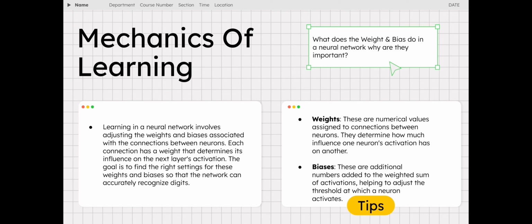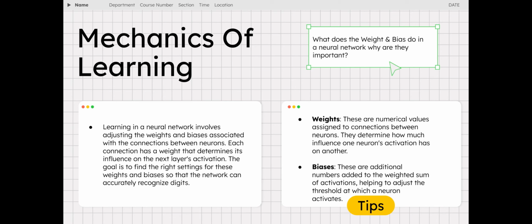What are weights? Weights are numerical values assigned to the connections between neurons, which determine the influence one neuron's activation has on another. Essentially, if one neuron is higher than the other, it's going to tweak it to be not fully 100%, but matching the other weights. Biases are additional numbers which are added to the weighted sum at activation, and this creates a threshold. The higher the number, the more strongly the network is trying to convince us of its prediction, and if it's lower, it's a weak prediction.